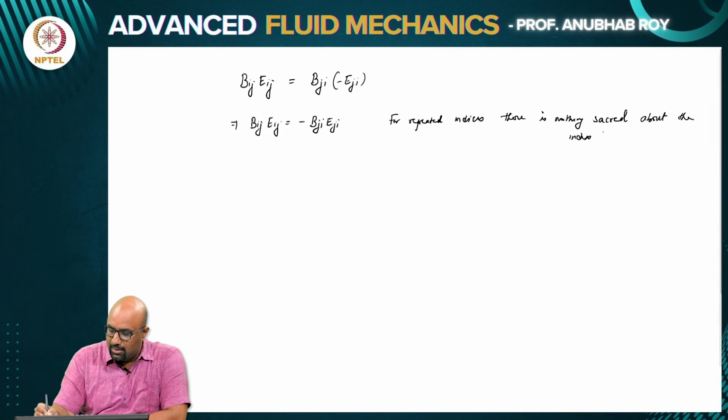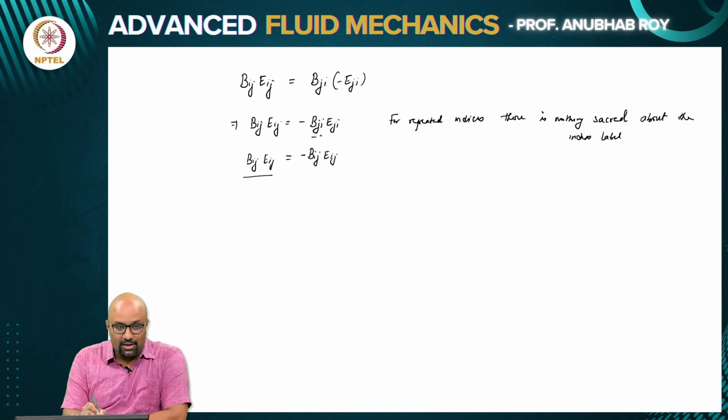Which means if I have called this as j and this as i, I could have called this as i and that as j. There is nothing sacred about calling the first one as j and the next one as i. I might as well just call the first one as i and the next one as j. So, which gives me minus Bij Eij, and on the LHS it is Bij Eij. So, you have a scalar on the LHS which is equal to negative of itself. That means that this object is 0.